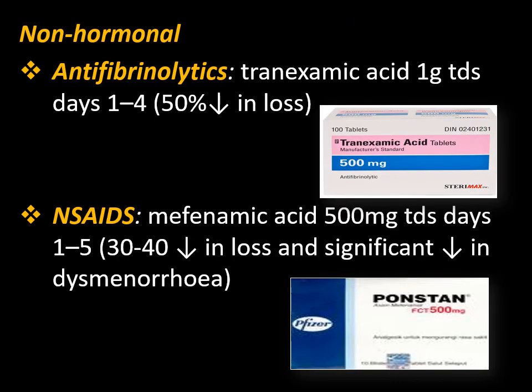Non-hormonal include antifibrinolytic; tranexamic acid is used and it reduces blood loss by 50%. Non-steroidal anti-inflammatory, we talked about mefenamic acid earlier, which is used to manage dysmenorrhea. It is also associated with a 30 to 40% reduction in blood loss, and this is why it is a good medication to be used to manage dysmenorrhea and heavy menstrual bleeding.